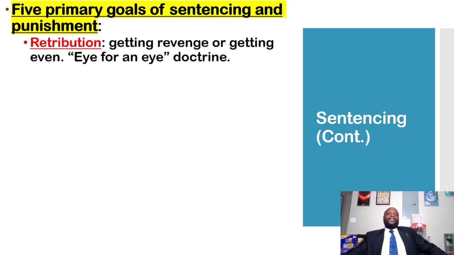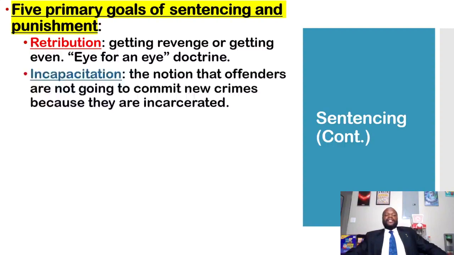Now, there's 5 primary goals of sentencing and punishment. The first is retribution, getting revenge, getting even, eye for an eye. You did something to me, I'm getting even. I'm not going to get mad, I'm going to get even. We have incapacitation, the notion that offenders are not going to commit new crimes because they're incarcerated, they're locked away.